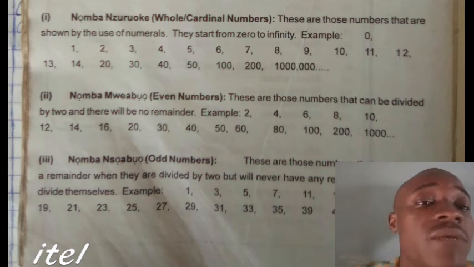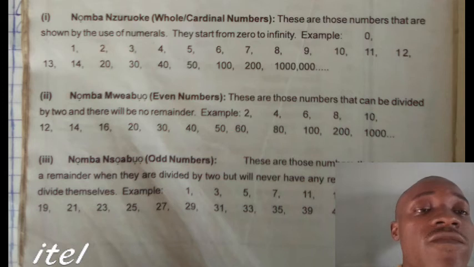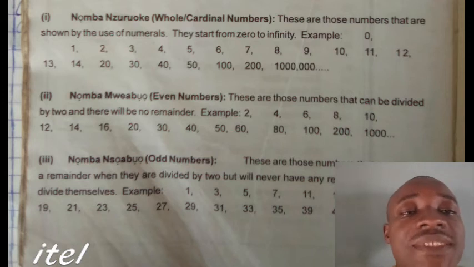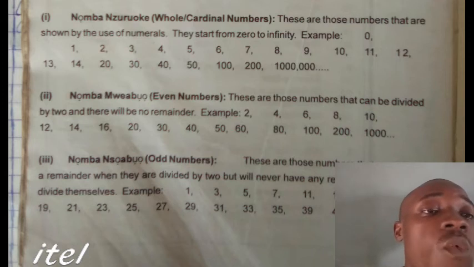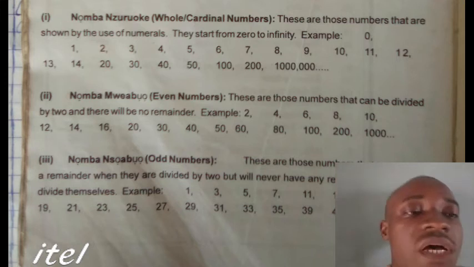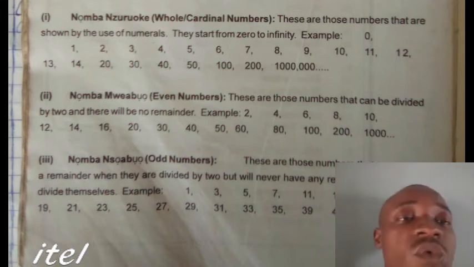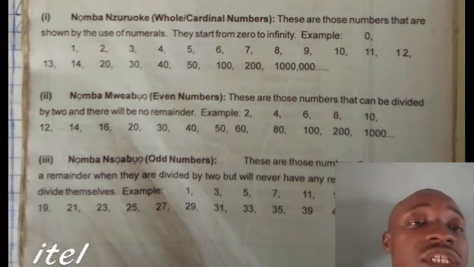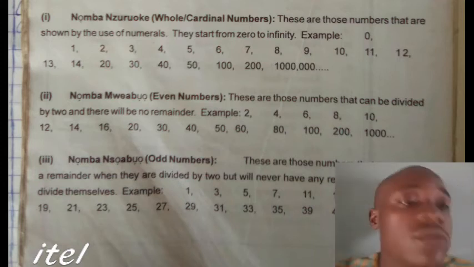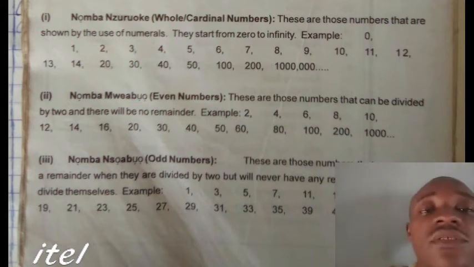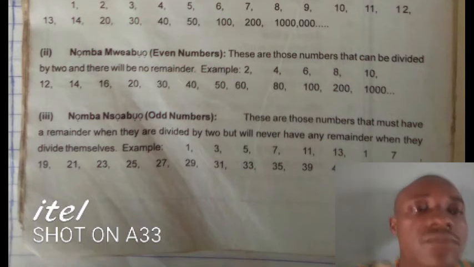You'll have an example of them here, which is 2, 4, 6, 8, 10, 12, 14, 16, 20, 30, 40, 50, 60, 80, 100, 200, 1000 and above. I have mentioned what these numbers are called in Igbo, so go to the videos and be able to see them.